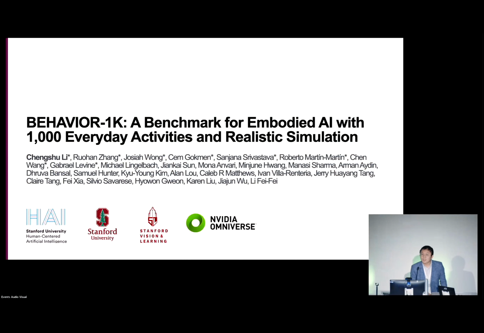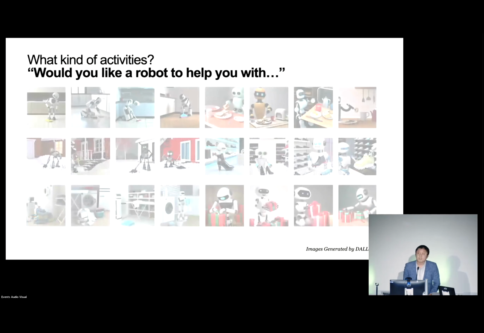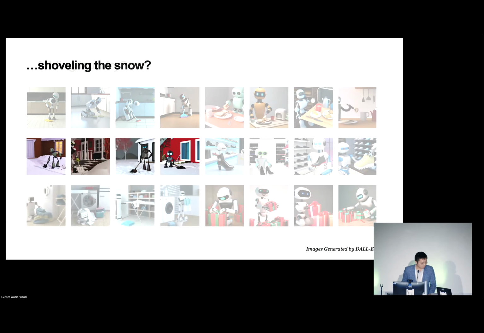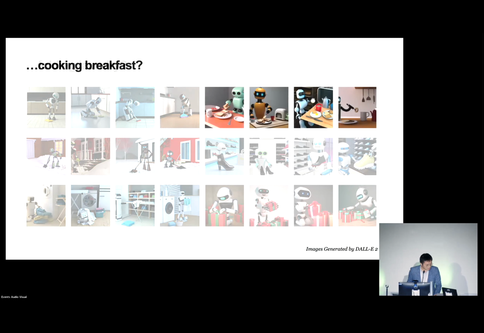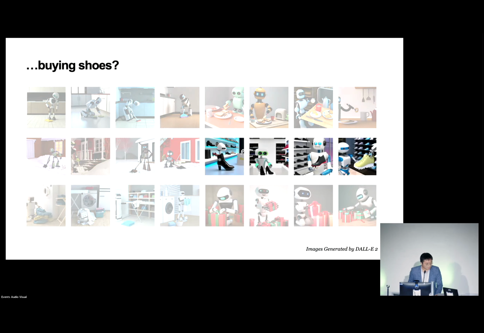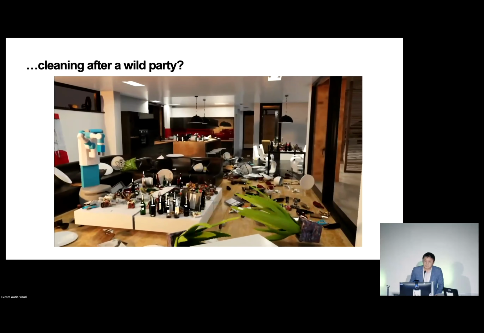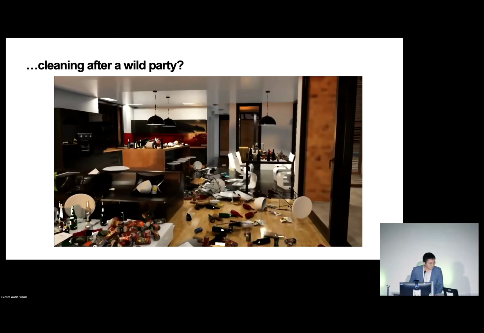All right, hello everyone. My name is Chengshu Eric Li from the Stanford Vision and Learning Lab. I'm very excited to share with you BEHAVIOR-1K, a benchmark for embodied AI with 1,000 everyday activities and realistic simulation. First, let's imagine that there's a robot that can do housework for you. What would you like it to help you with? Cleaning the kitchen floor, shoveling the snow, folding laundry, cooking breakfast, buying shoes, opening Christmas gifts, or maybe cleaning after a wild party like this.